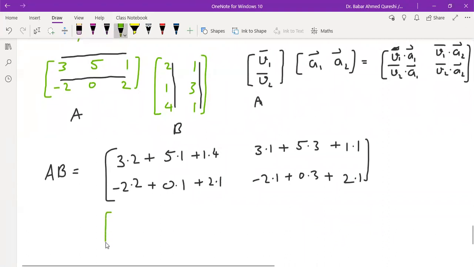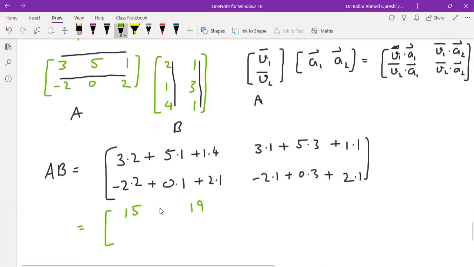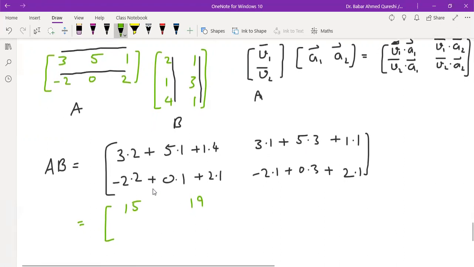And if you want, you can even write the answer. 6 plus 4, 10, plus 5, 15. 15 plus 3, 18 plus 1, 19. I'm extremely bad in multiplying and adding numbers. This is minus 4 plus 2. So minus 2. And this is minus 2 plus 2. So 0. But these same matrices we can multiply.